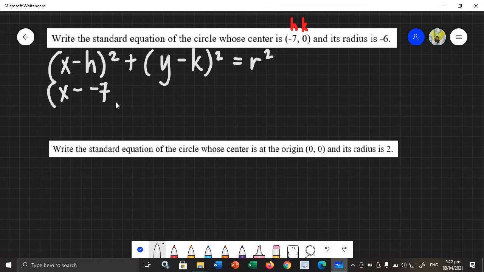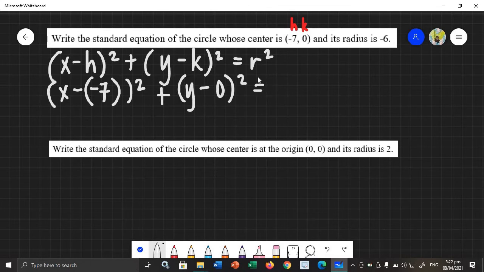So, again, put parentheses beside negative 7 so you won't be confused by the signs. Okay? And then, plus y, quantity y, minus k is 0. So, just write 0 there, and then squared equals, r is negative 6. So, we have negative 6 squared. And then, let's simplify the equation.